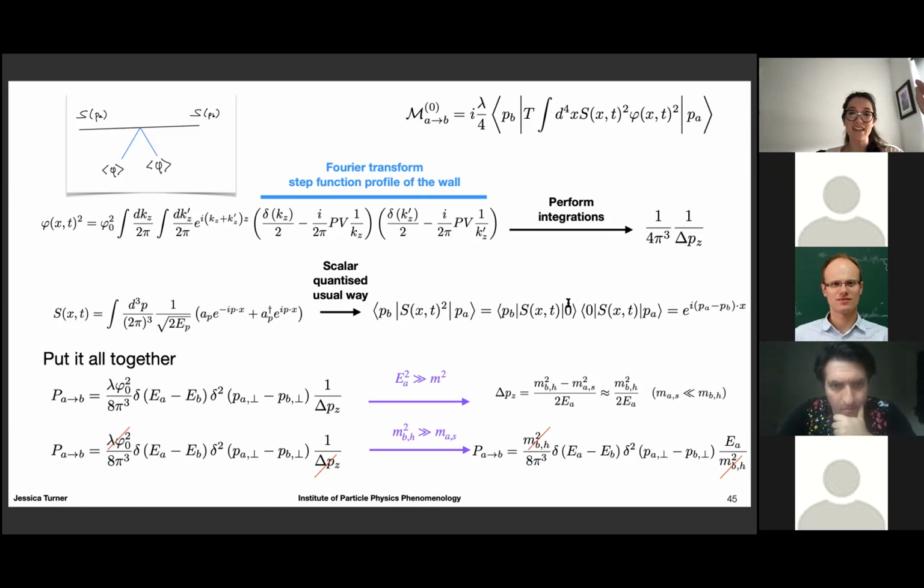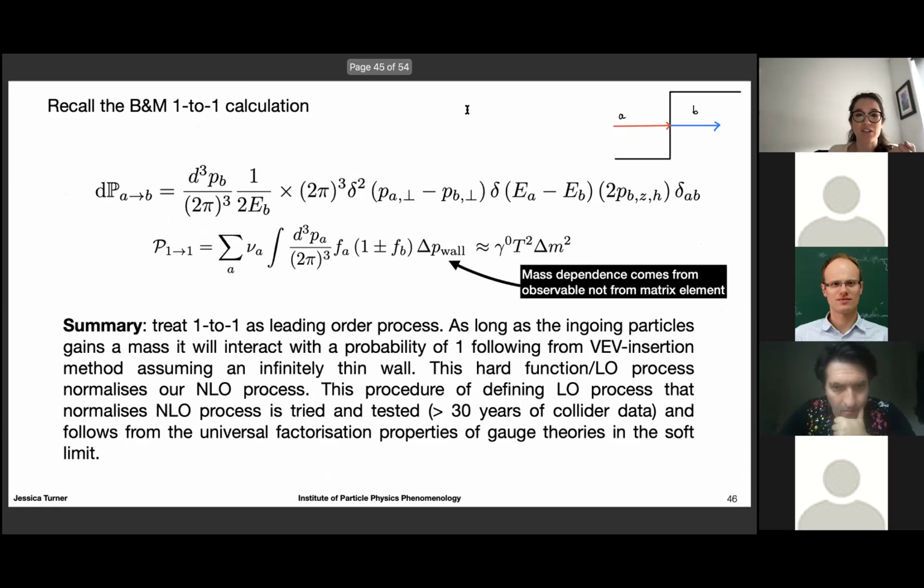What that's saying is that as long as the particle is sufficiently relativistic and acquires a mass, it will interact with the bubble wall, given this assumed step function form, with a probability of 1. And that's essentially what we've assumed. We've essentially taken Bodecker and Moore's recipe, used a gauge invariant form of that, and performed the all orders calculation.